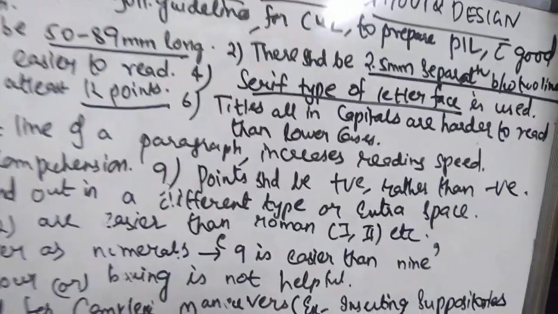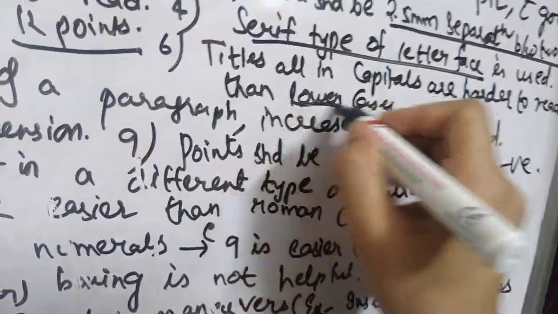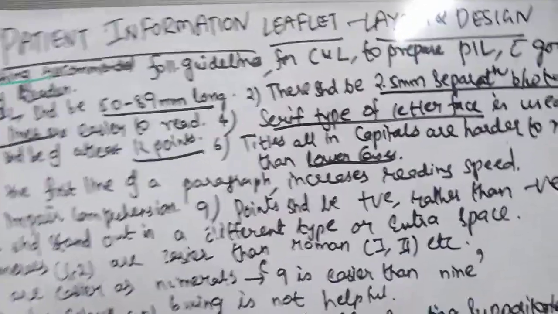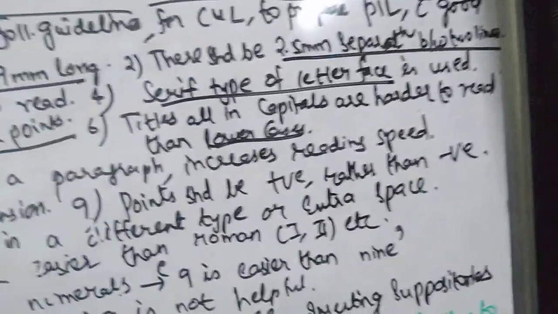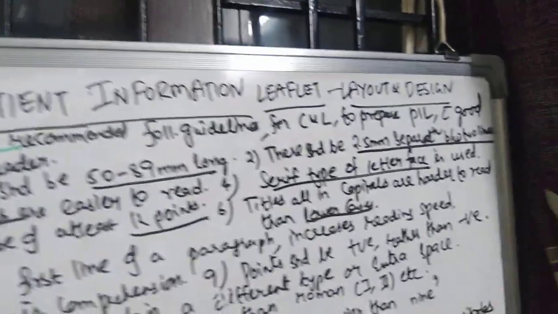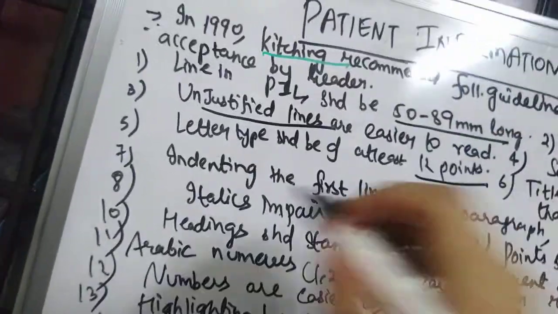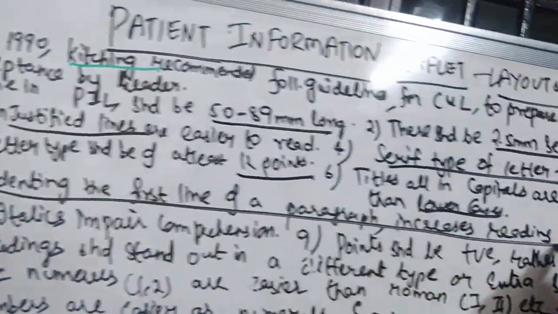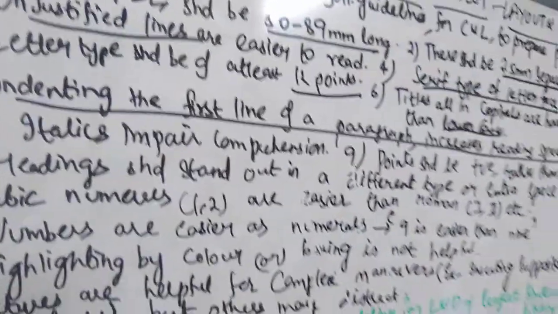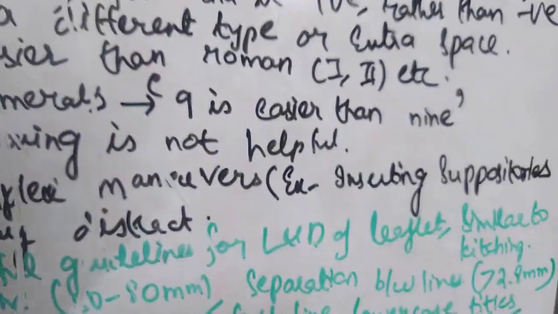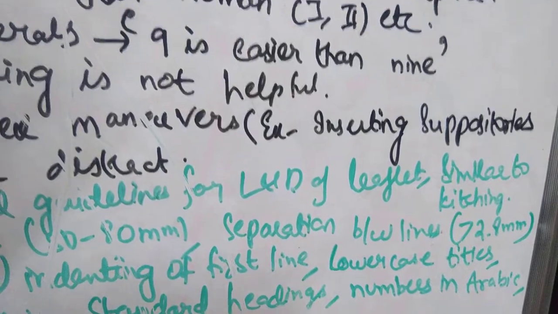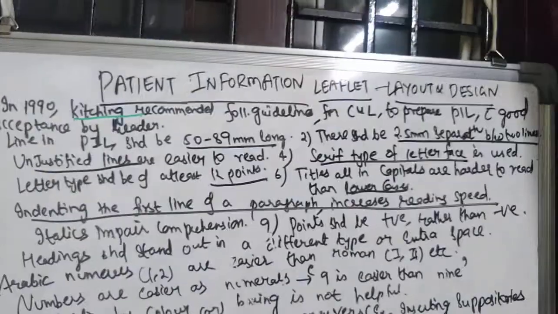Then titles all in capitals are harder to read than lower case. Suppose all the titles you are keeping in caps, that is hard to read. So you should not keep everything in capital letters. You should use a combination of capital and small letters. Next, indenting the first line of the paragraph increases the reading speed. Indenting is nothing but highlighting. So indenting will increase the efficiency and the reading speed.